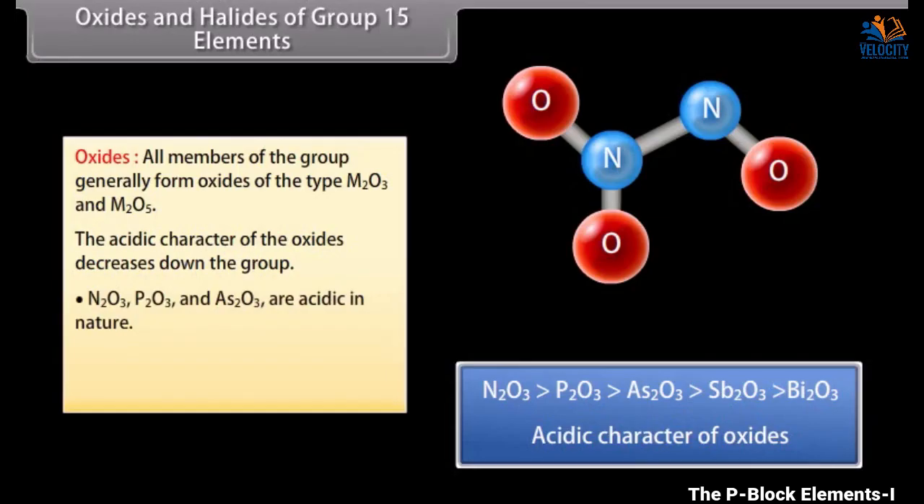N2O3, P2O3 and As2O3 are acidic in nature. Sb2O3 is amphoteric in nature. Bi2O3 is basic in nature.